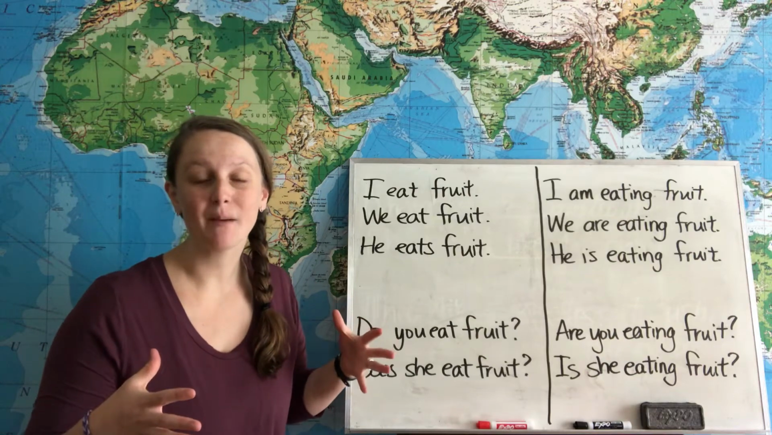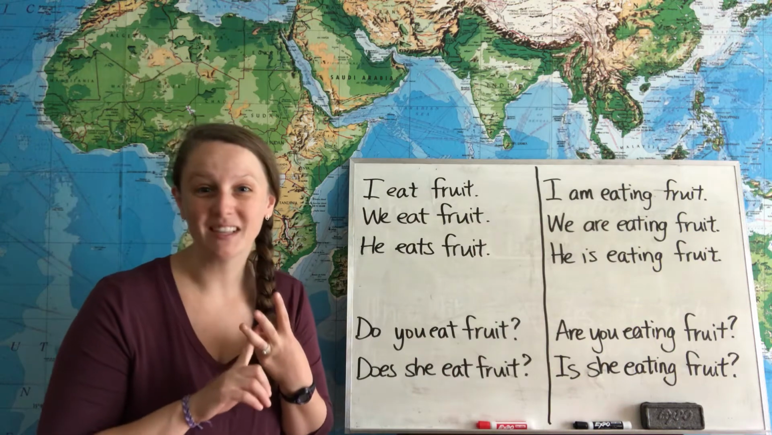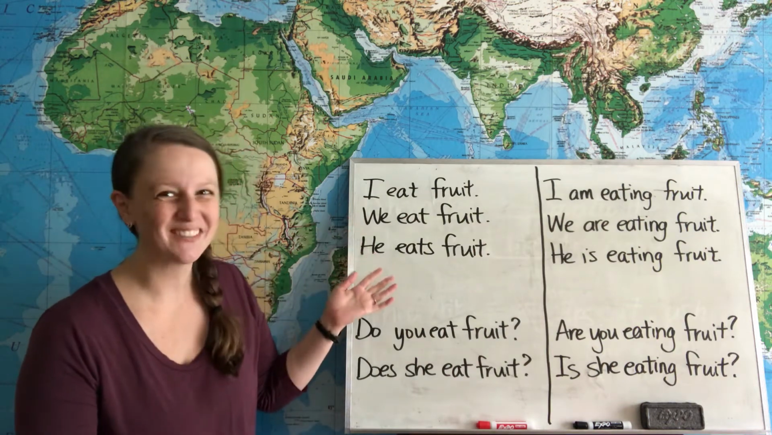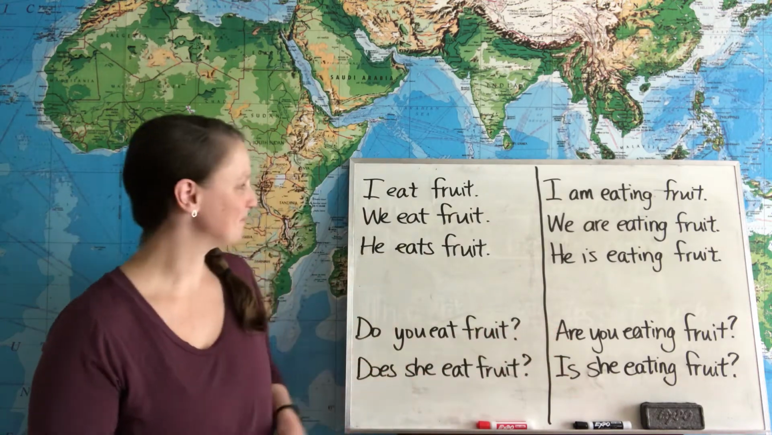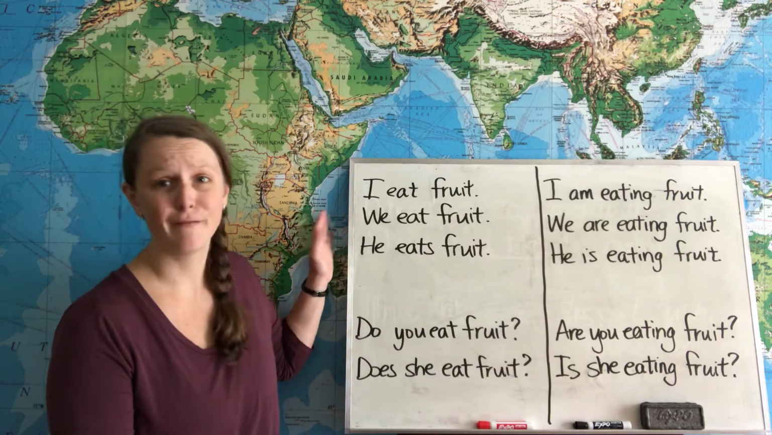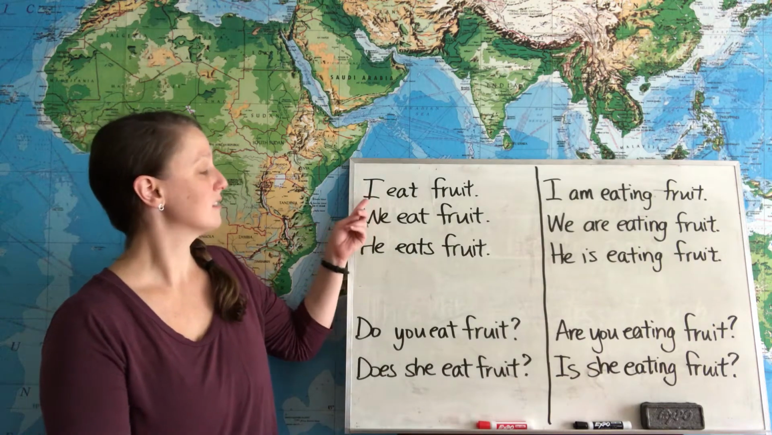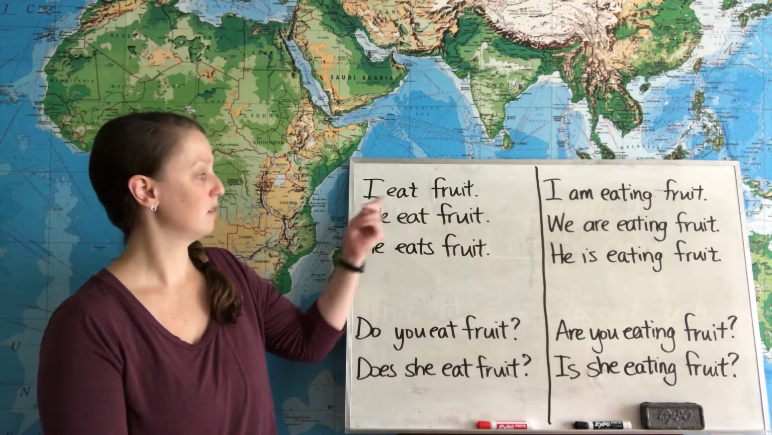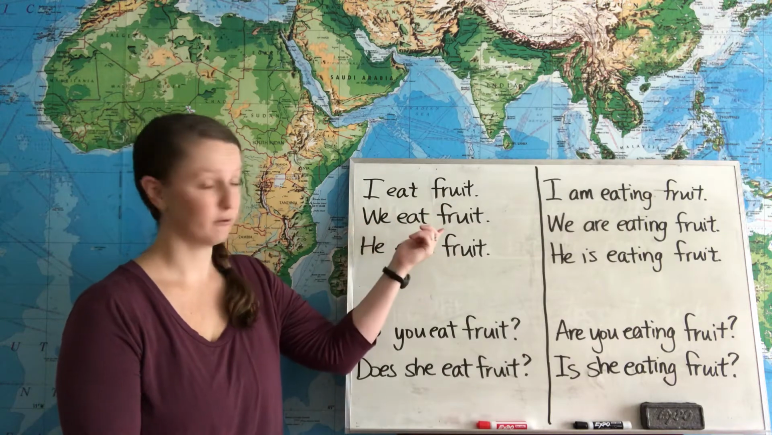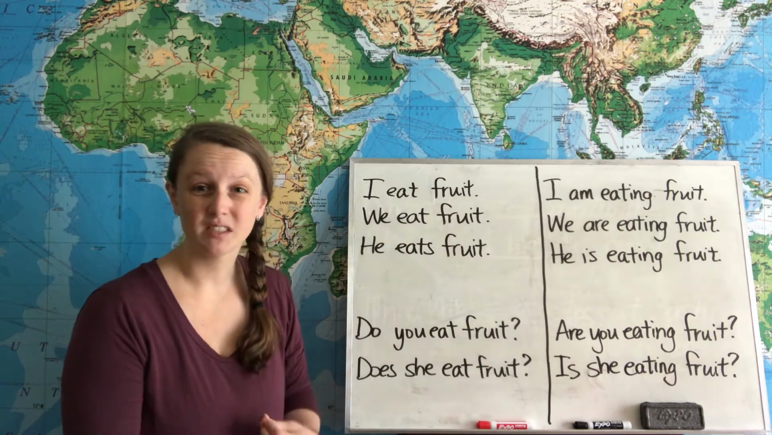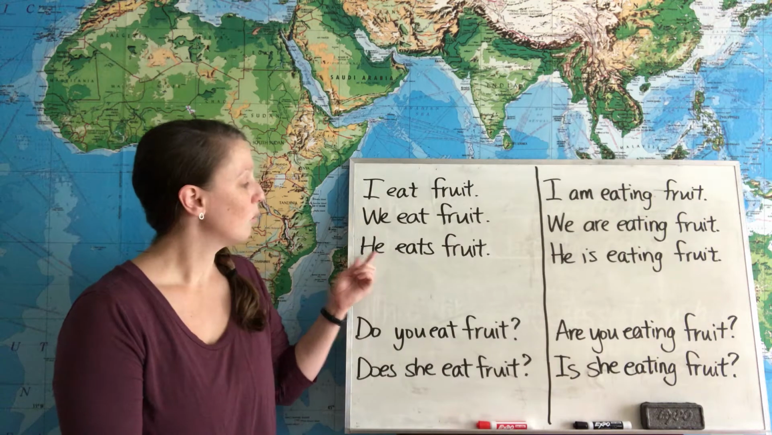Today we're going to talk about affirmative sentences, negative sentences, and questions for simple present verbs and present progressive verbs. So let's get started. Let's start with our affirmative sentences. In simple present, we just have subject and verb. Subject and verb. I eat fruit. We eat fruit. The only change for simple present is with he, she, and it, we add s.